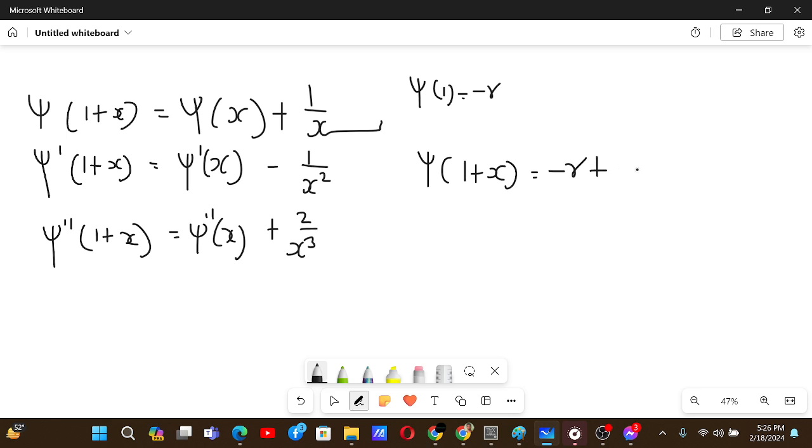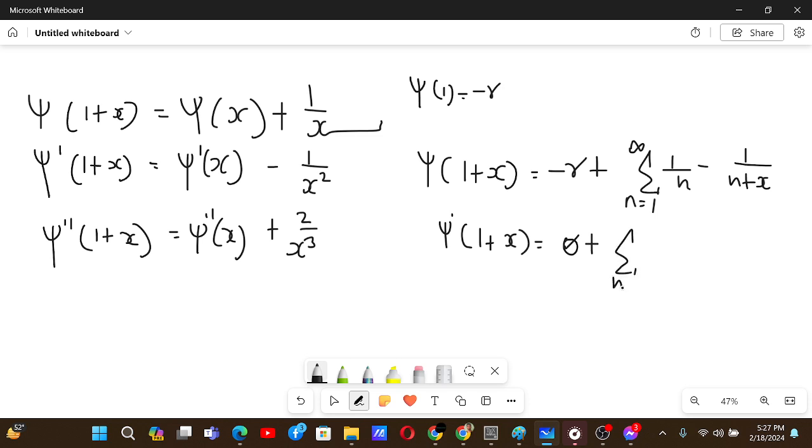This one over here is basically the well-known formula, and there are also videos on my channel which prove this. You can check the digamma playlist. Sum from n equals 1 to infinity of 1 by n minus 1 by n plus x. If we differentiate this, we have digamma of 1 plus x, as this goes to 0, and then the sum from n equals 1 to infinity, this also goes to 0, and we have 1 by n plus x whole square, because these are constants, so that's why they go to 0.